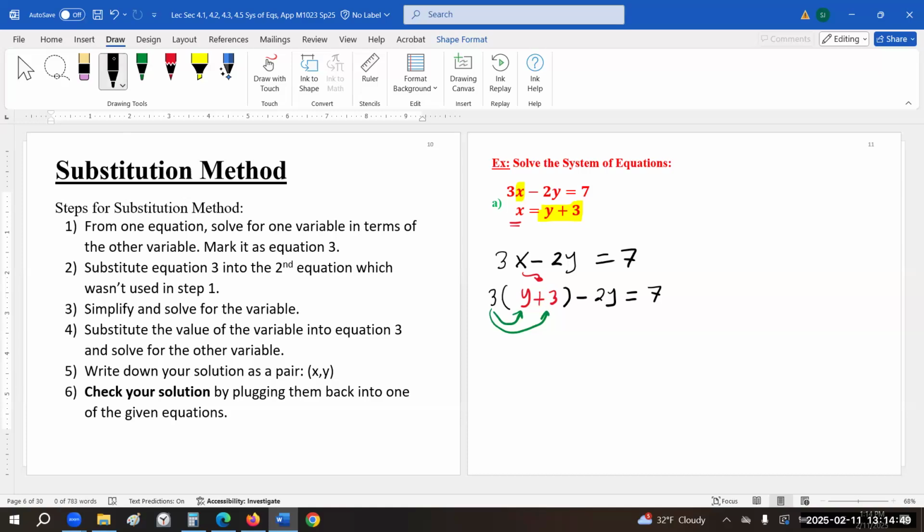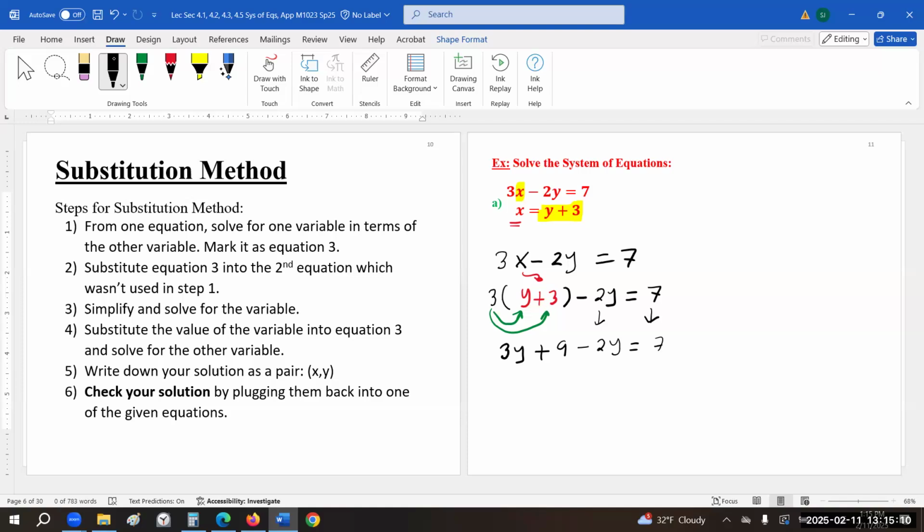So if you distribute the 3, what do we have? 3y plus 9. And we still have minus 2y, 7. And now see, we got an equation only in terms of y, and we are happy because there's only one variable. You can easily simplify.